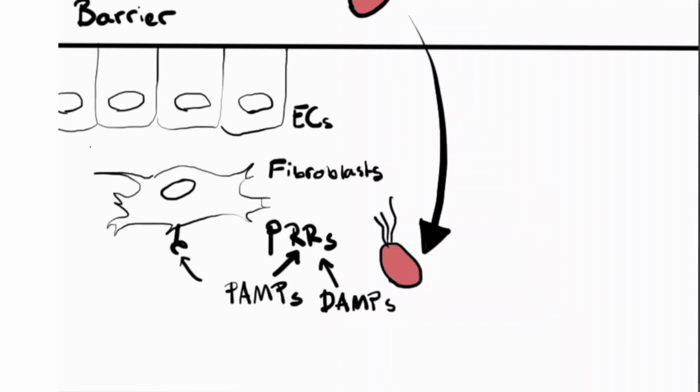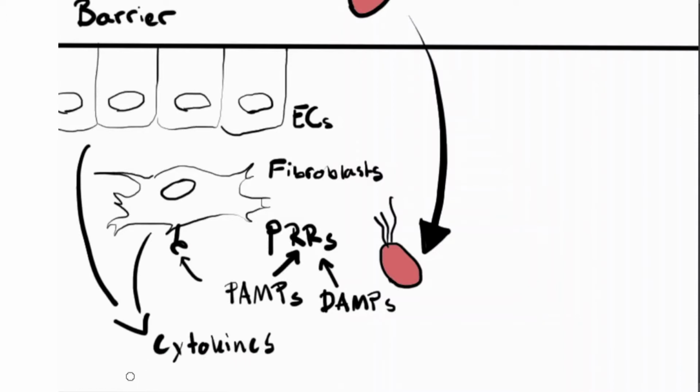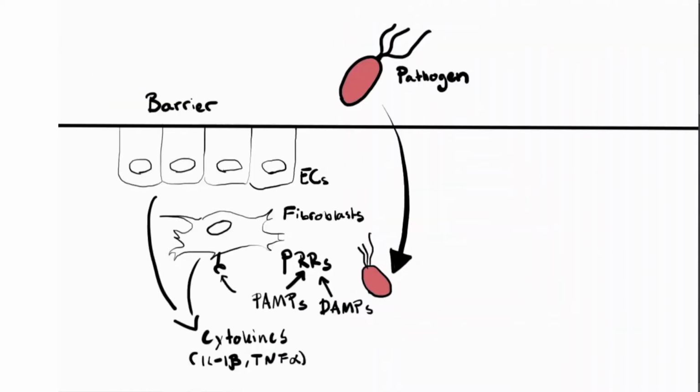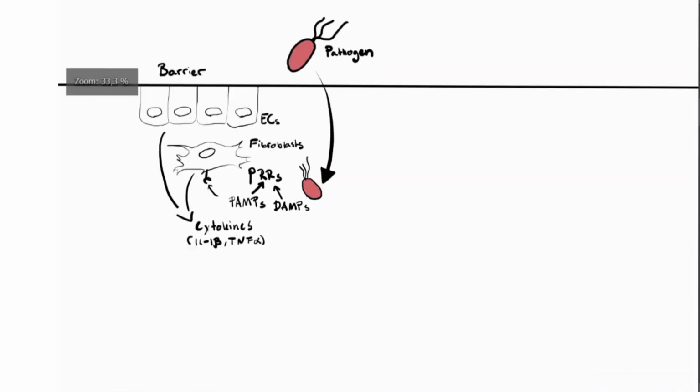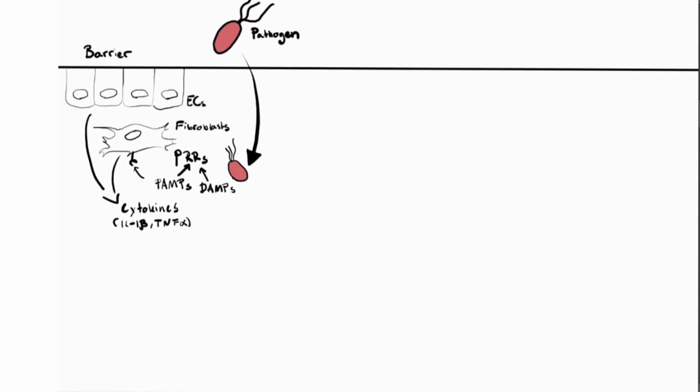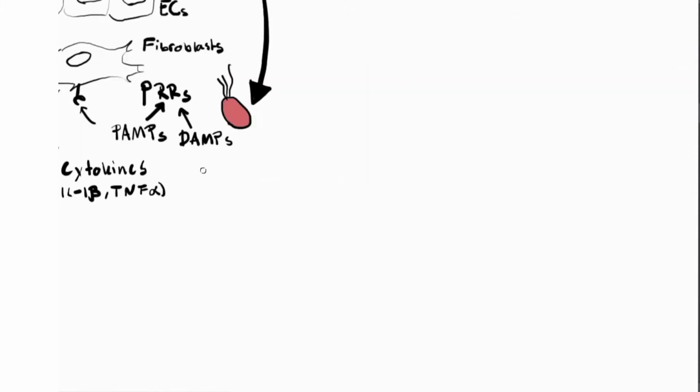So now they will be able to secrete cytokines. Especially, or maybe most commonly, IL-1 beta, and also TNF alpha, just to mention two of them. And these cytokines will be important later, and I will come back to them, but there's another cell type here in the vicinity that's crucial for a T cell response, and that's the dendritic cell.